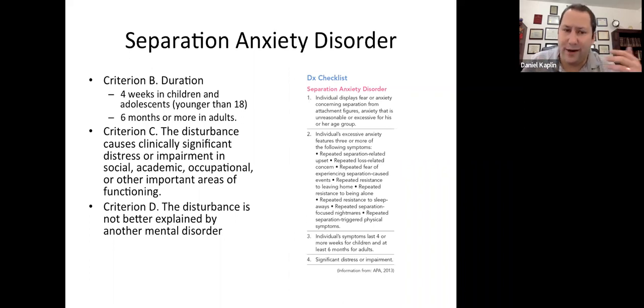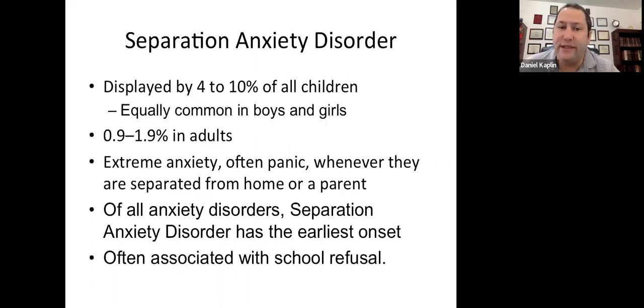So those are the criteria to meet the diagnosis. In terms of the frequency of the diagnosis, we see that roughly anywhere between 4 to 10% of all children display separation anxiety disorder features. The average is roughly around 4% internationally, and we see that it's equally common amongst boys and girls. And if it were to occur in adulthood, the frequency is much less, anywhere between 0.9 to 1.9%.